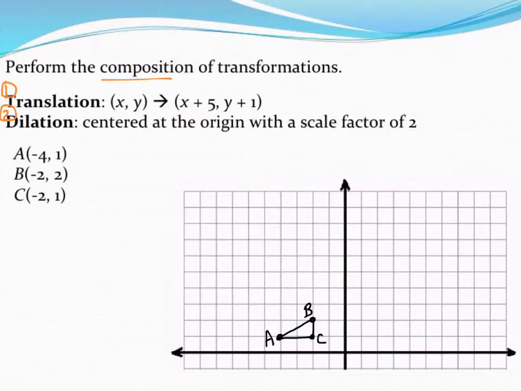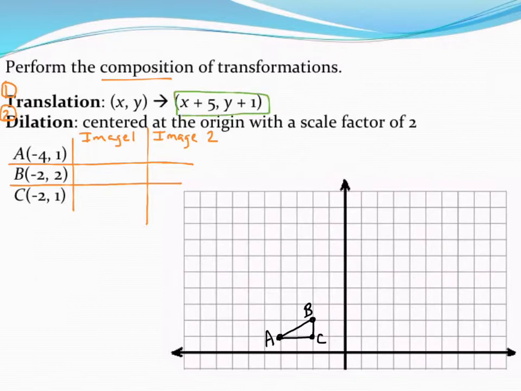So first thing I would recommend you do is let's go ahead and set up a chart like we used in class. So I'm going to go ahead and separate my pre-image points right there. I'm going to call this first column image 1. Those will be the coordinates I get once I perform the translation. And then the second column I'll call image 2. And this will be what I get after I perform the dilation. Okay, if you have colors, that might be a good idea to do these in colors. So let's go ahead and find where image 1 is going to end up once I follow this rule, adding 5 to the x and adding 1 to the y.